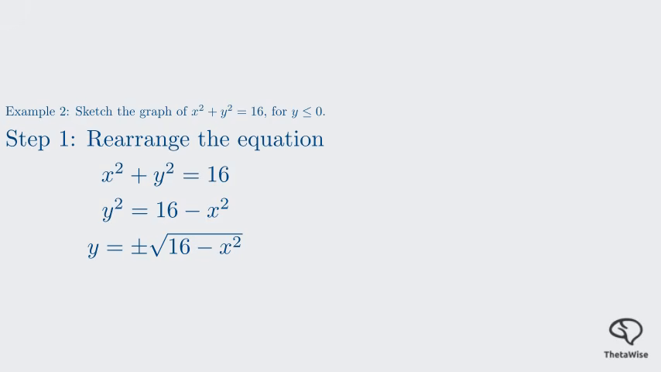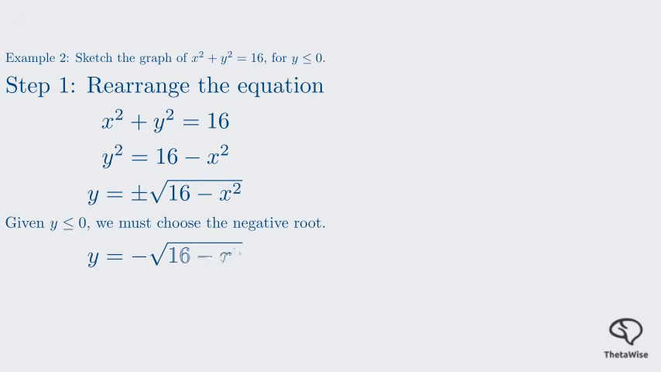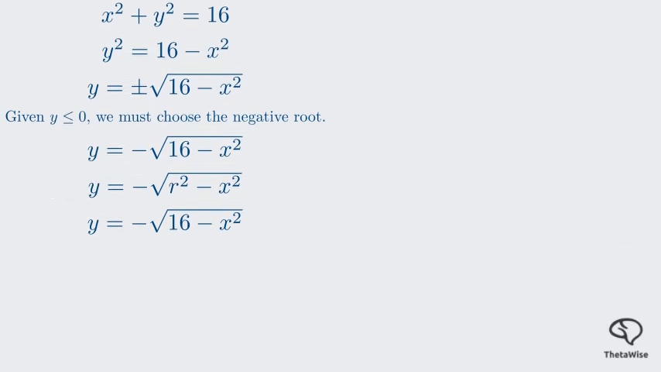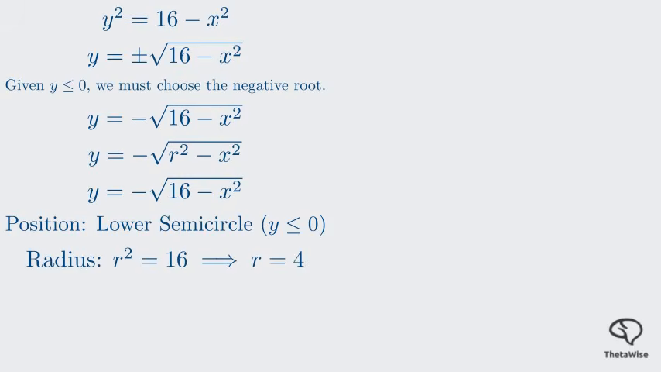Now we incorporate the second part of the question, the condition that y is less than or equal to 0. Since y must be negative or 0, we must choose the negative root. Our equation becomes y equals negative the square root of 16 minus x squared. This matches our second general form. Comparing this to y equals negative the square root of r squared minus x squared, we determine the position and radius. The negative root means it's a lower semicircle, and r squared equals 16 means the radius r is 4.